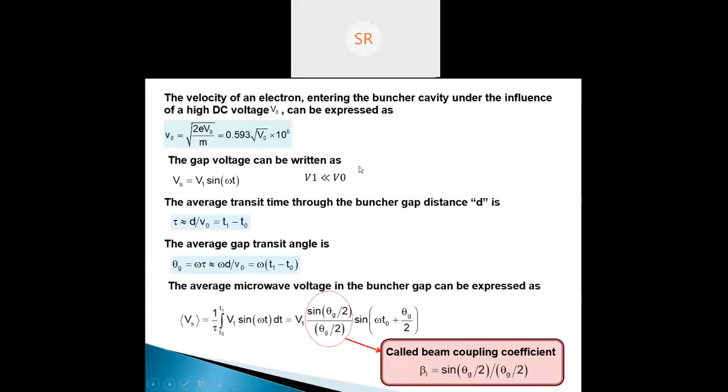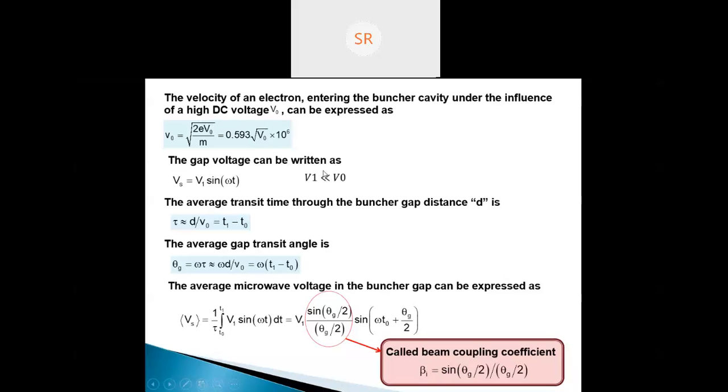Now remember, I'm going to explain those expressions. The velocity of an electron entering the buncher cavity under the influence of the high DC voltage V0 can be expressed as v0 equals the square root of 2eV0 by m. If you solve for e and m, the square root of 2e by m gives 0.593 times the square root of V0. This V0 is a capital V0, the DC voltage we apply to the cathode, called the high DC voltage.